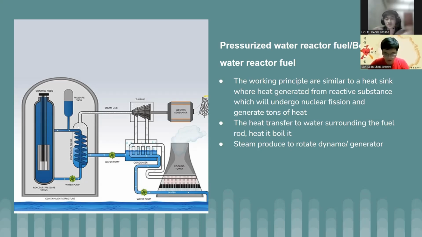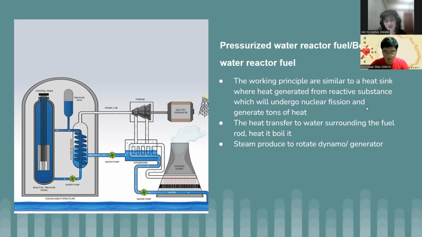The energy will transfer to another vessel, another chamber that has water and a coil in it. So the energy will transfer there and heat up the water inside the other chamber to create steam. And later the steam will move the turbine or the dynamo to generate electricity.